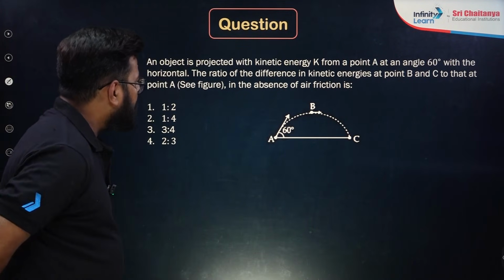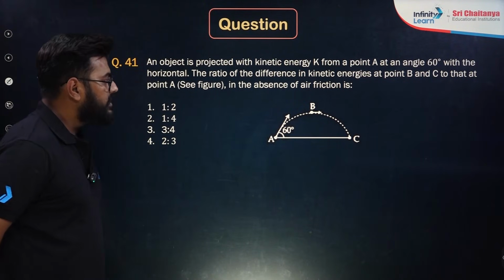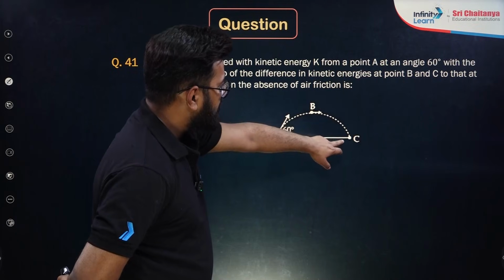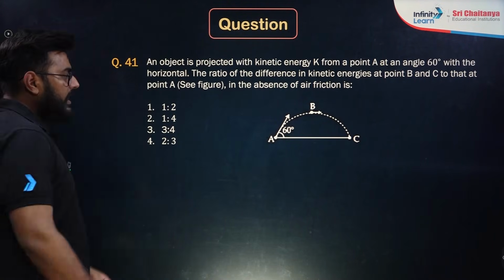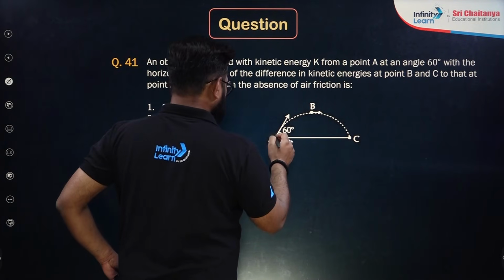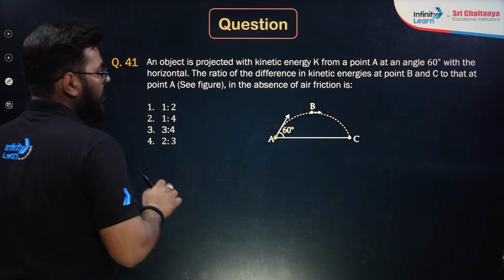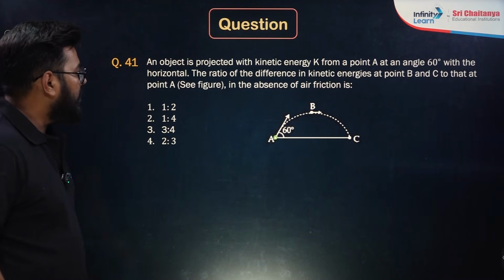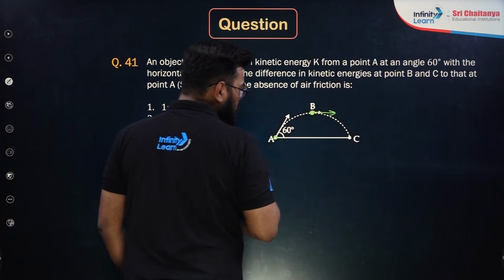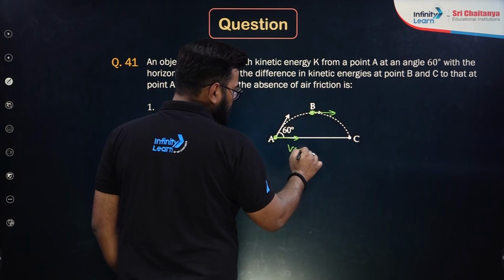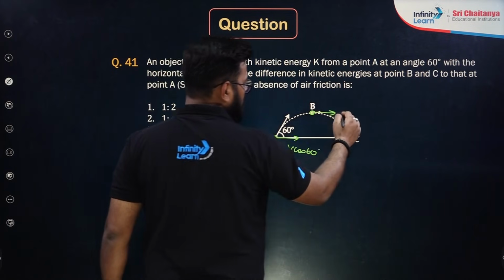Now the object is projected with kinetic energy K from a point A at an angle 60 degree with horizontal. The ratio of differences in kinetic energy at point B and C to that at point A, in the absence of air friction. Okay, so the ratio of the difference in kinetic energies at point B and C to that at point A. So see, here the kinetic energy is simply going to be due to the horizontal velocity, which will be V cos 60. Correct. So obviously V cos 60 is V by 2.